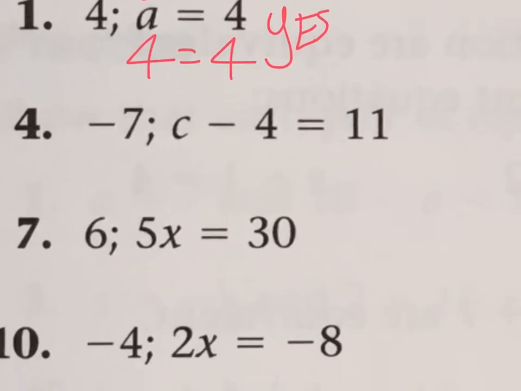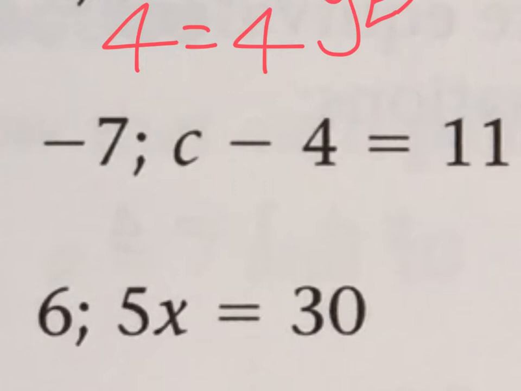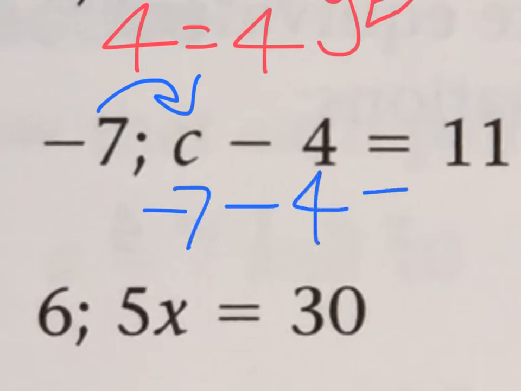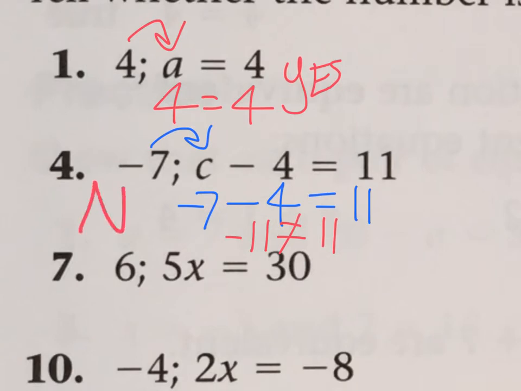Okay, let's take a look at number 4 right beneath it. Here I see it says -7. And we want to know if -7 will make both sides equal. So if we take this and we pop it right in there, so it's going to be -7, right, minus 4 equals 11. Are both sides equal? Well, -7 minus 4 is going to give us -11. And does a -11 equal 11? No, it sure doesn't. So for number 4, we're going to write no. It's not the solution. Let's keep moving.